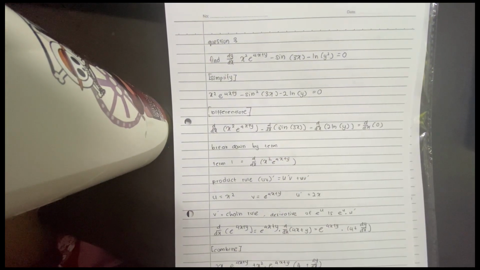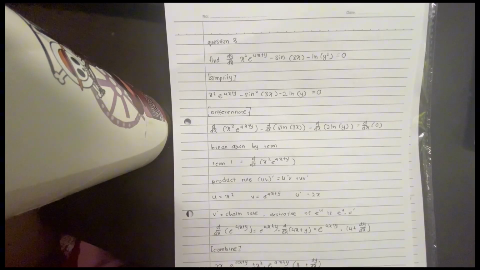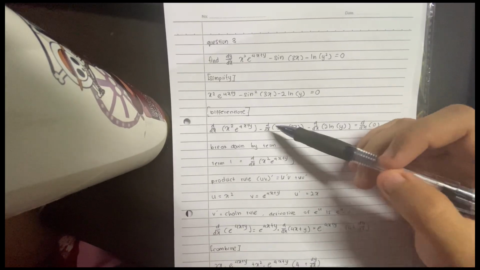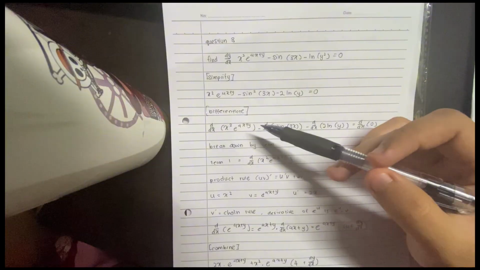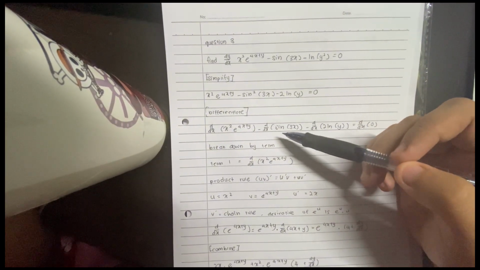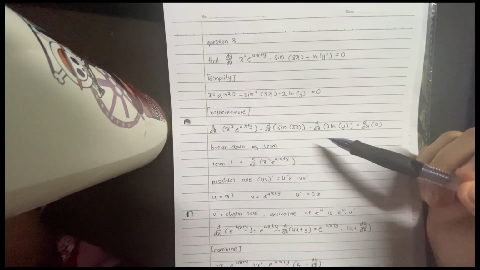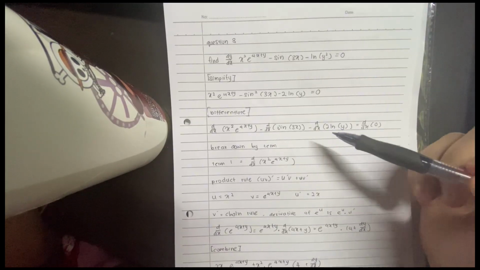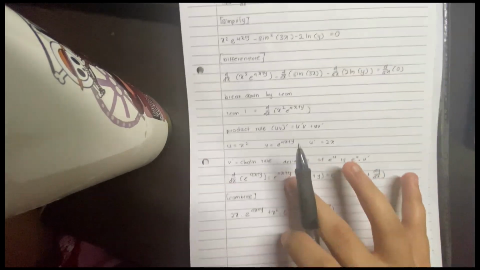Then we need to differentiate each term with respect to x. So we need to apply the derivative operator d per dx to the entire equation. So we get d per dx of x^2 e^(4x+y) minus d per dx of sin^2(3x) minus d per dx of 2 ln y equal to d per dx of 0. So we need to break this down term by term.